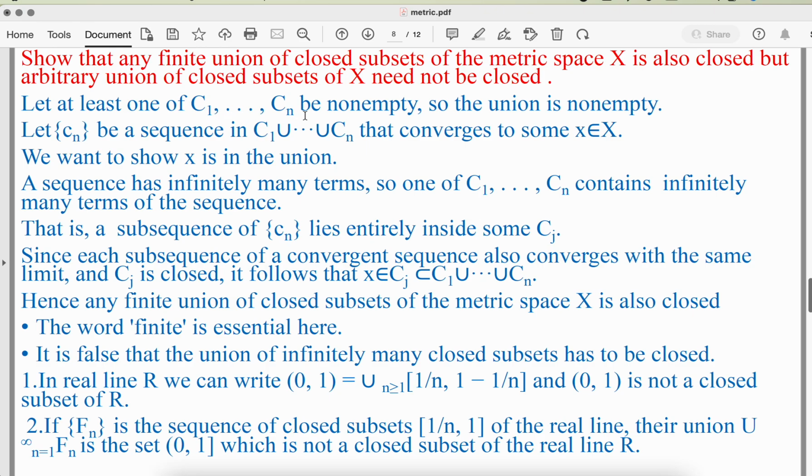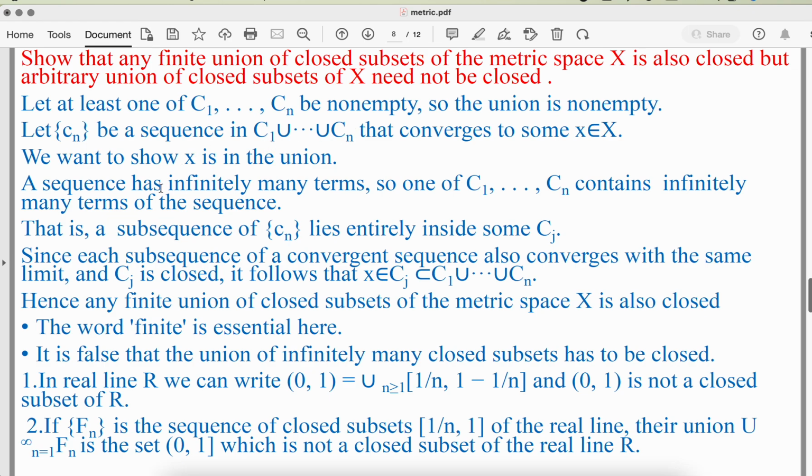Suppose C1, C2, ..., Cn are closed subsets of a metric space X. Let at least one of C1, C2, ..., Cn be non-empty. So it means the union is non-empty. Let (xn) be a sequence in C1 union C2 union ... union Cn that converges to some x belonging to X. Now we want to show that this union is closed. It means we want to show that this x is in this union, because if the limit point x belongs to this union, it means this union is closed.